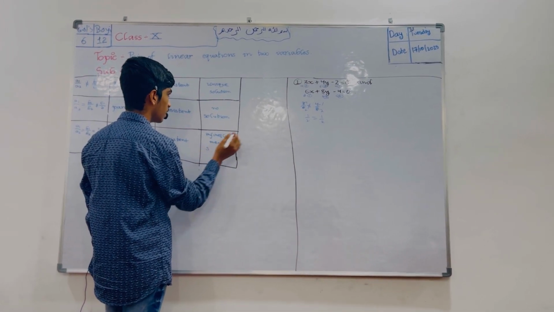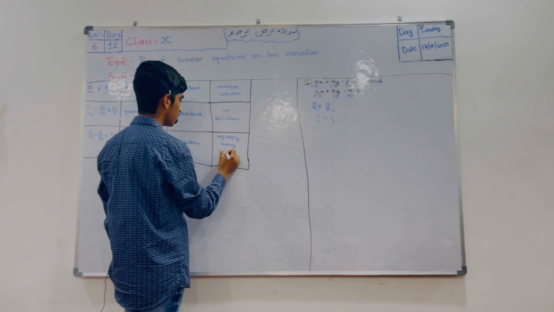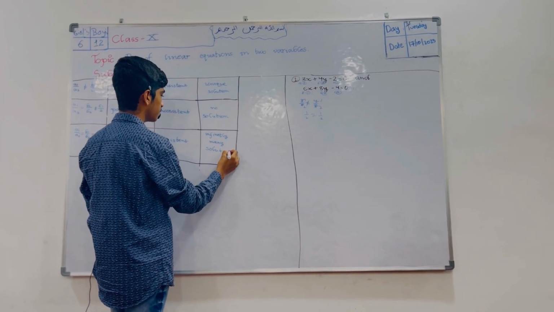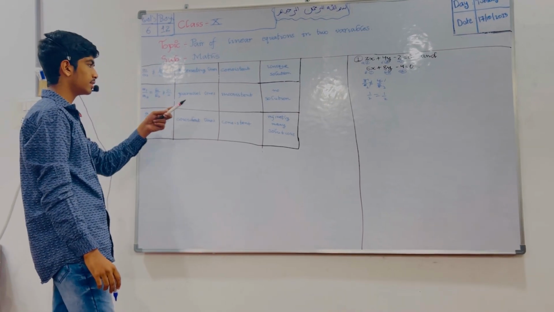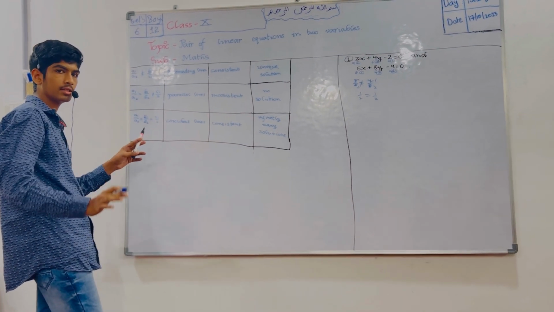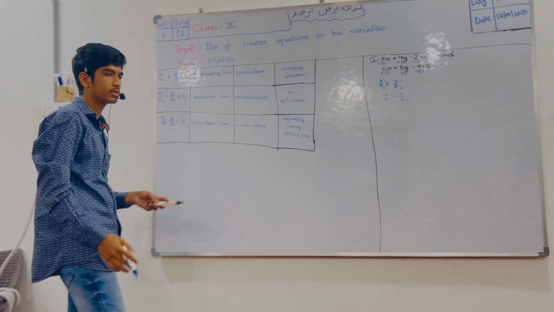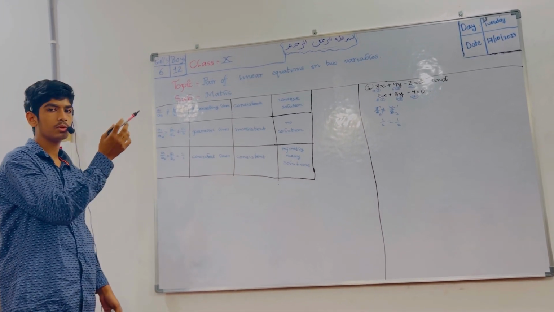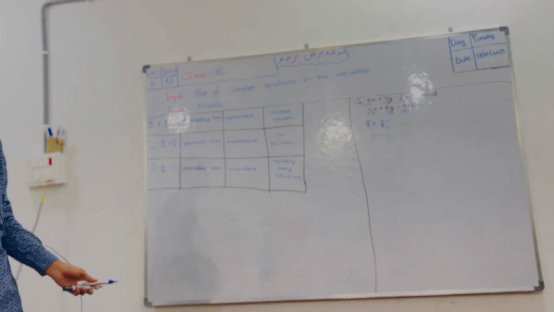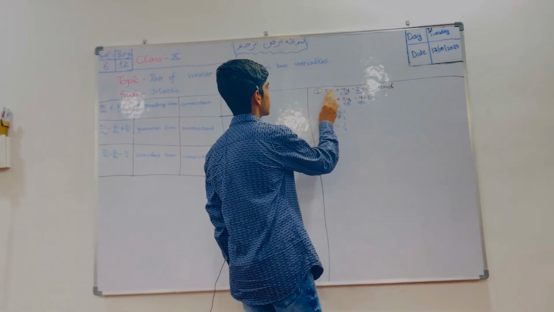Solutions means if we solve both equations, the answer will get 0. The first one has only one solution, the second one has no solutions, so the answer will not get 0. And the last one has many solutions. So these are the three conditions in pair of linear equations in two variables. Now we will enter into the examples.